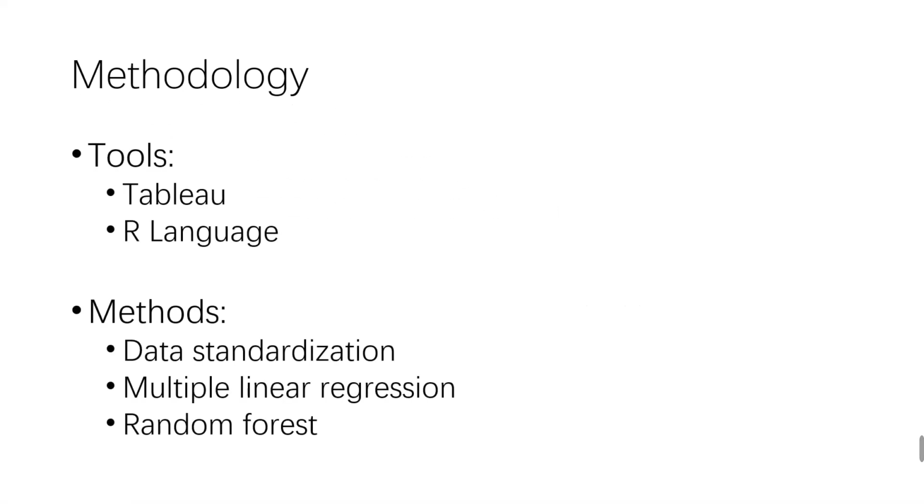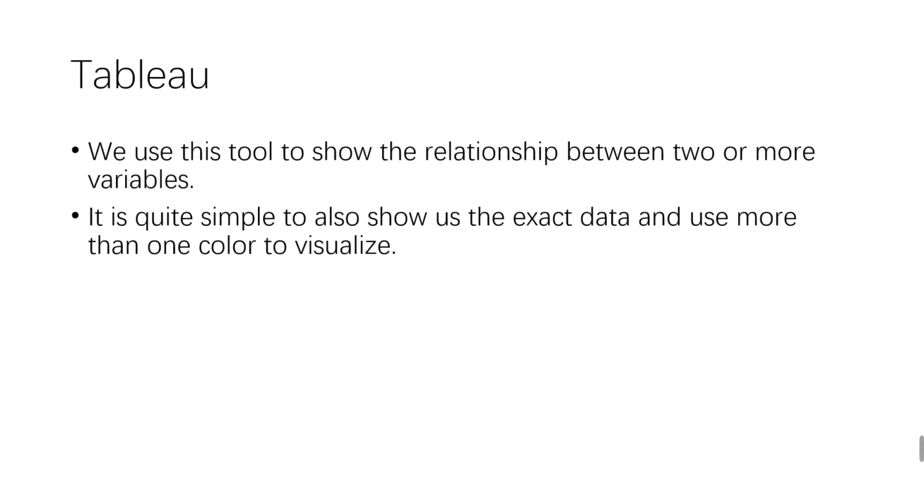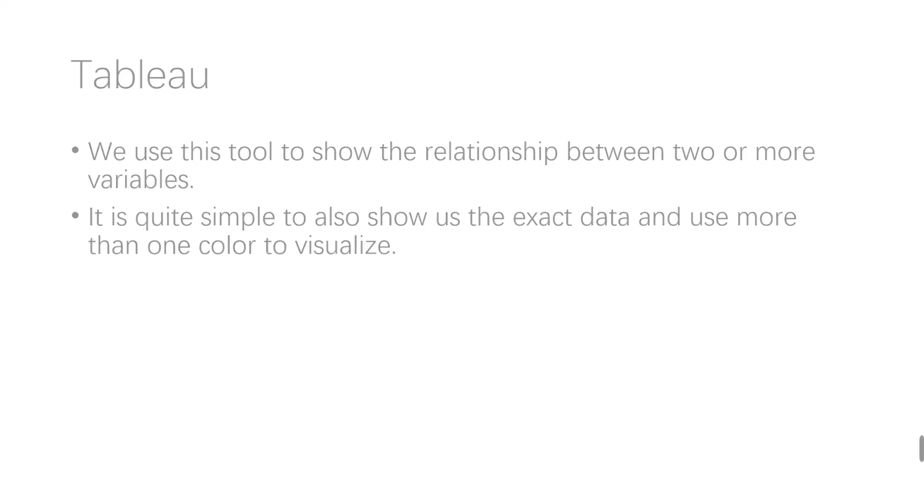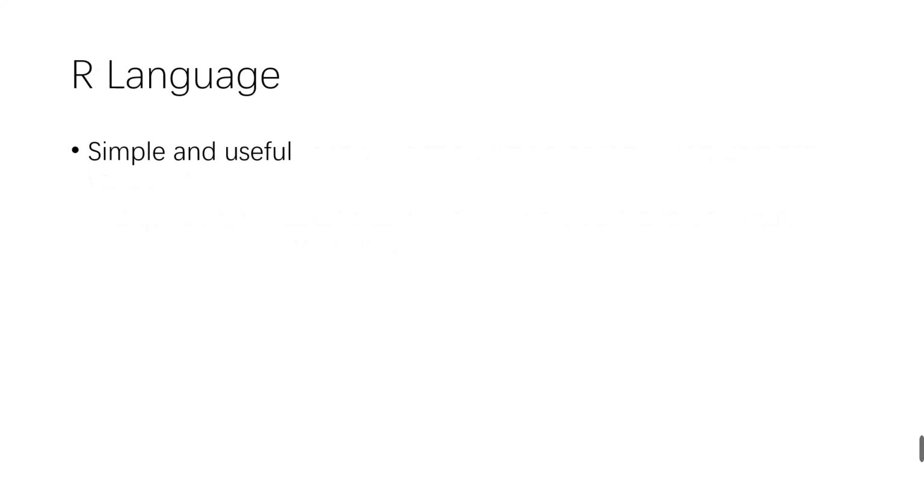Here we are going to talk about the tools we have used and also the methods we have learned. So the first tool is Tableau. We have learned it in class. We use this tool to show the relationship between two or more variables, and it is quite simple. It also shows us the exact data and uses more than one color to visualize. It is quite clear. And then the R language is really simple and useful for this topic, and I will talk about it later.